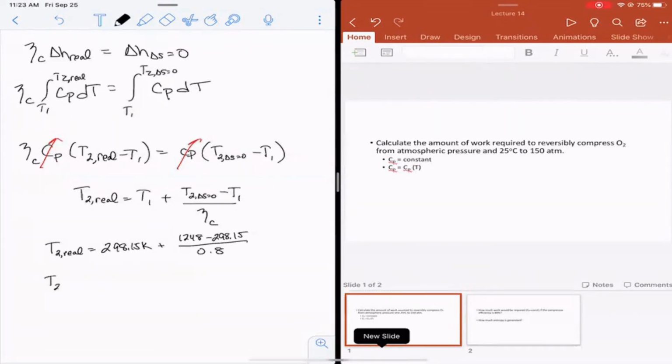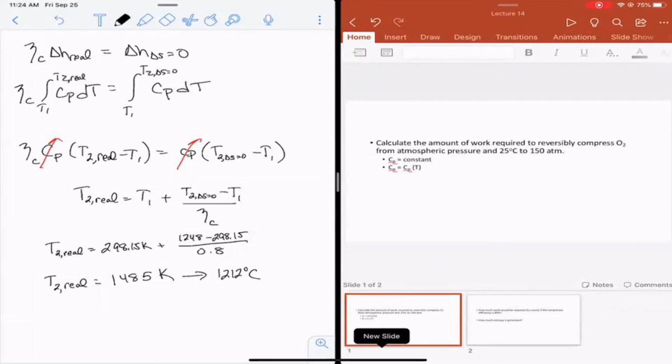And that gives us that the second temperature in the real case is equal to 1485 Kelvin, or 1212 degrees C, which is of course a lot higher than it was in the initial case, where it was 1248. So it's about 200 Kelvin warmer, 200 degrees C hotter. And this makes sense because remember, we have to let off heat, right, as this efficiency.